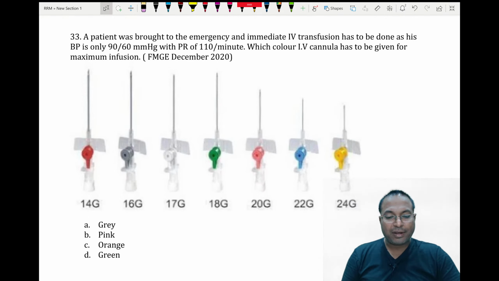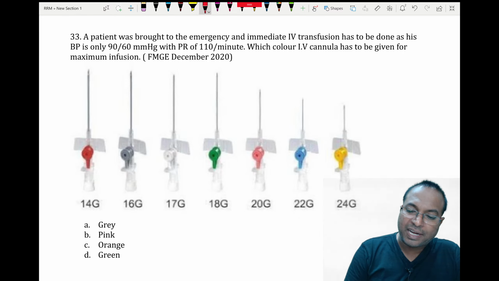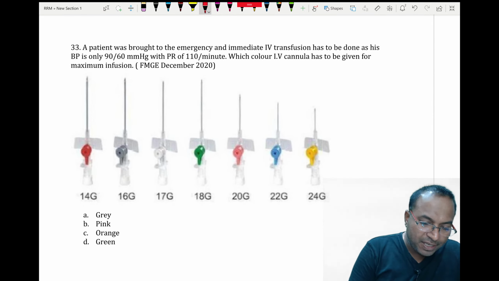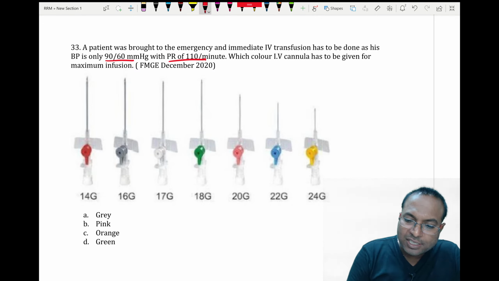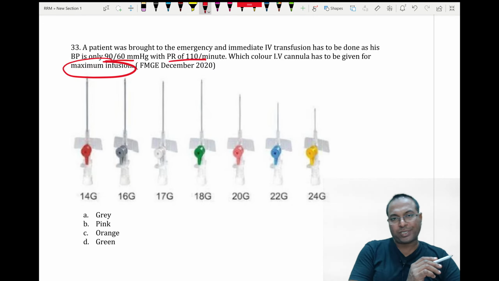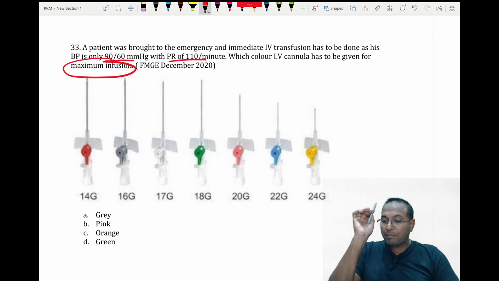Here comes the familiar favorite question of national board examiners. A patient was brought to emergency, immediate IV transfusion has to be done. His BP is 90/60, pulse rate 110. Which color cannula has to be given for maximum infusion? Maximum, the question is asking maximum.